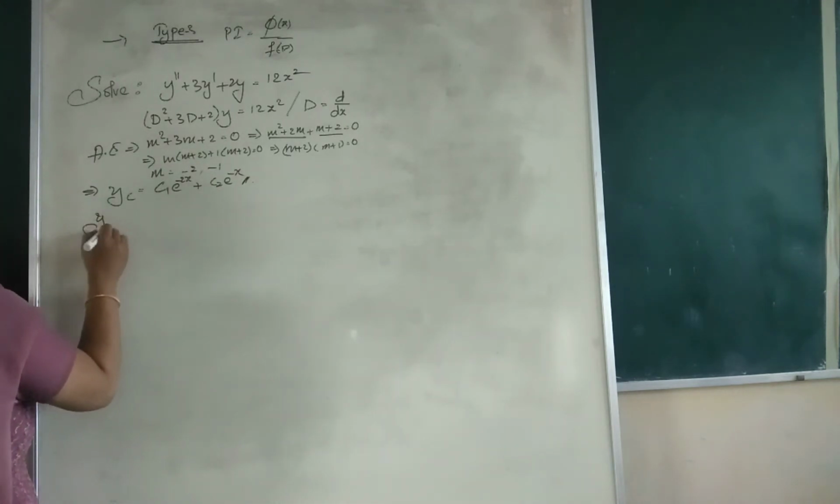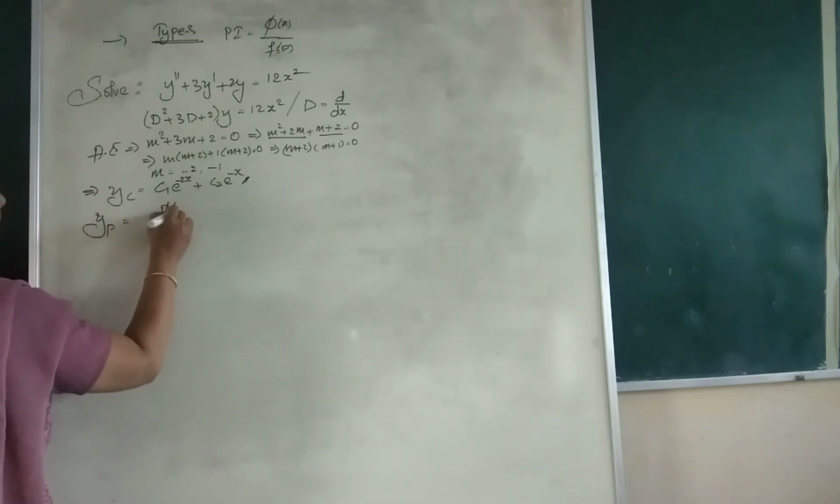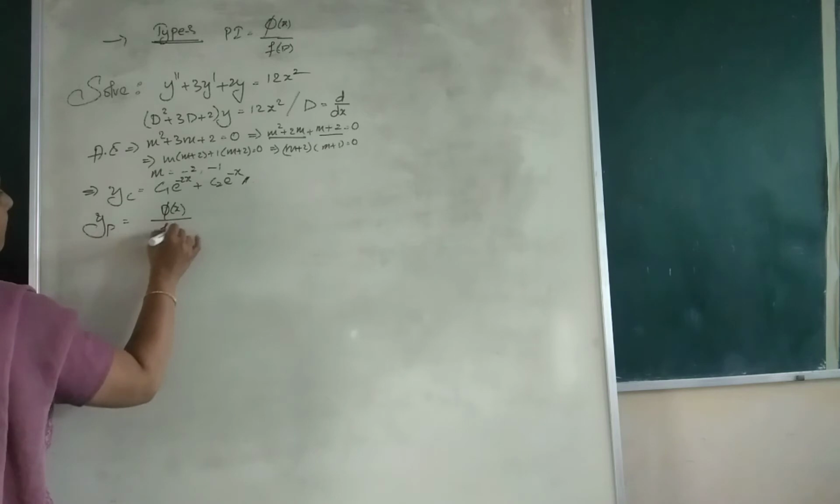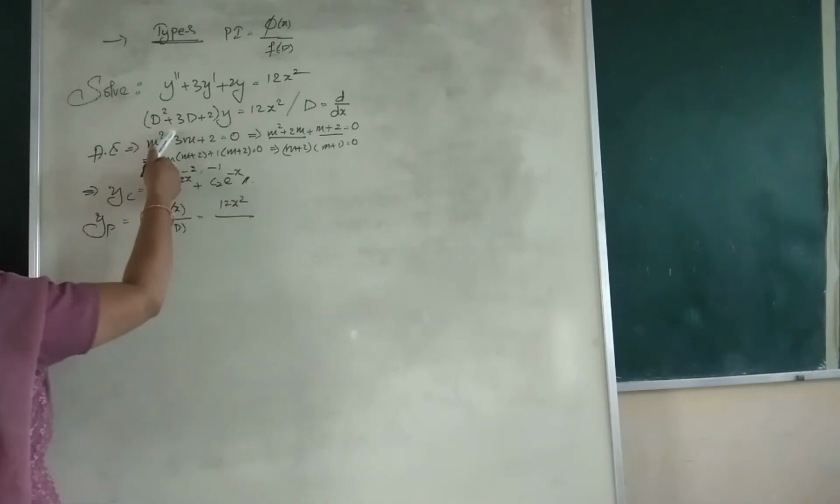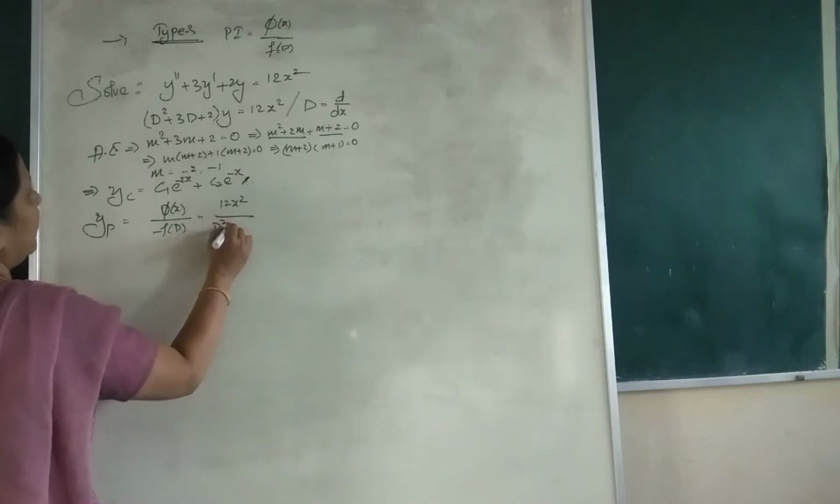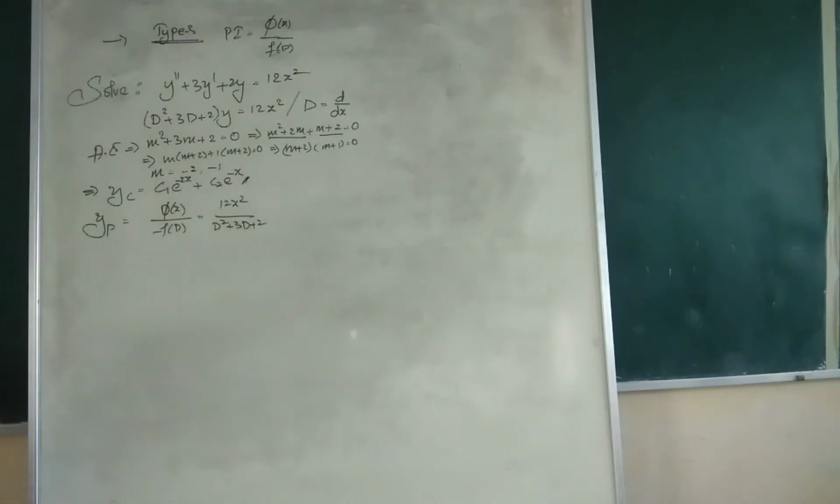Next, coming to the particular integral, yp is given by phi of x divided by f of D, which is equal to 12x square divided by, what is f of D in this case? D square plus 3D plus 2. And I told you the numerator should be in the descending order of the powers, and the denominator should be arranged in the ascending order.